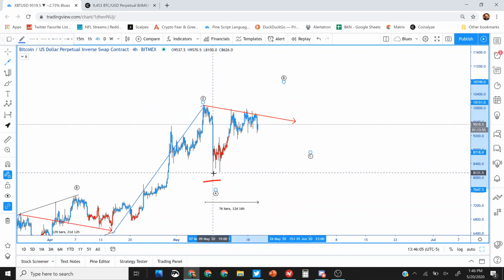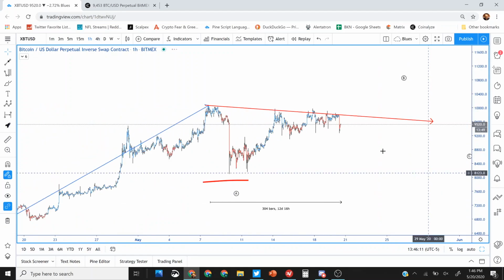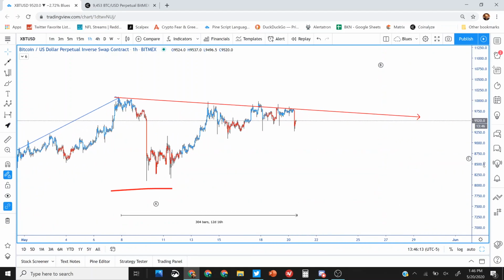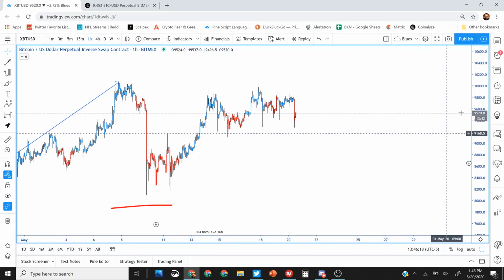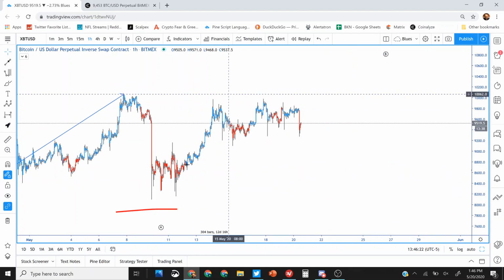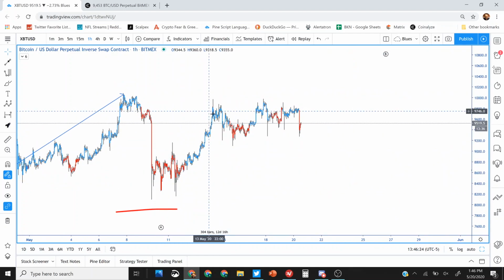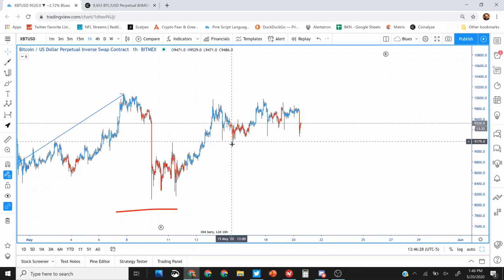So what are we still missing? Let's go down to 1 hour. Let me take this off of here. We have a move up, which is a 1-hour impulse. That ended when we turned red here. So now we have an A here.